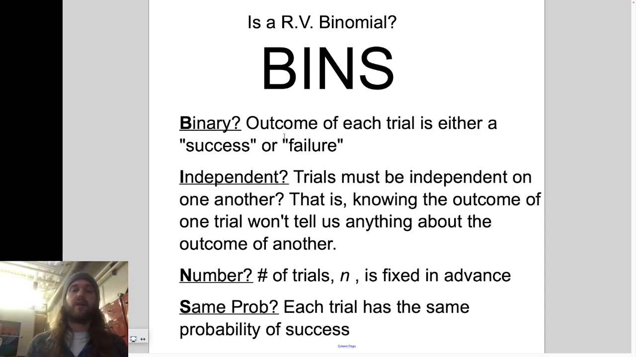So, there can only be success or failure. That's what you're measuring, success or failure. Trials must be independent of one another. There's a fixed number of trials before you begin, and each trial must have the same probability of success. Similar to independent, but yeah, so there we go.